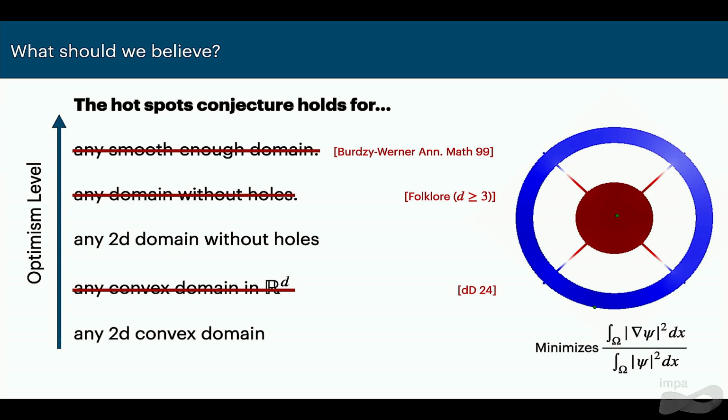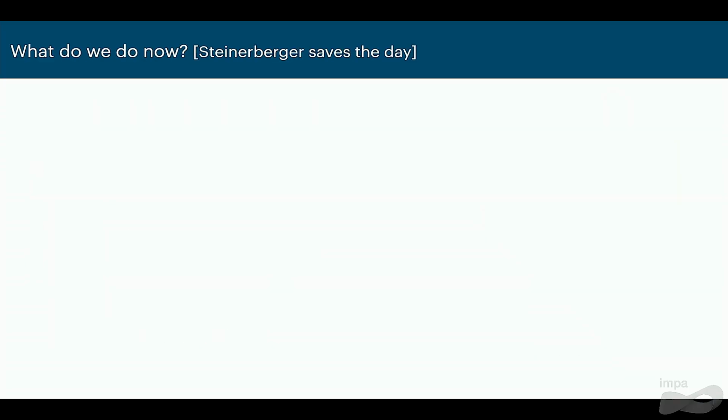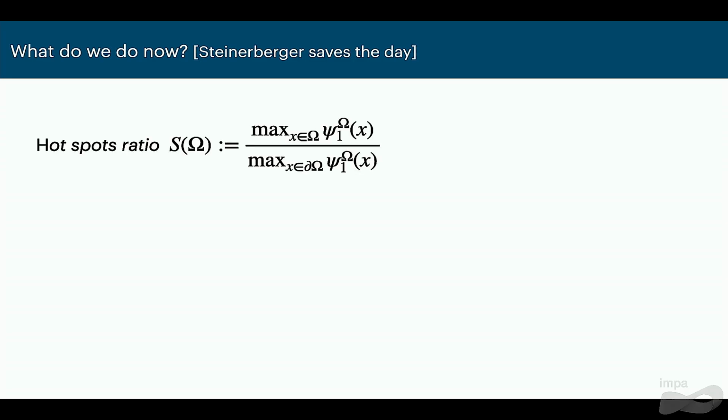We don't know what's true. Some things are true, some things are false. And we don't know how to proceed. And then Steinerberger comes and he gives us an alternative. He says, okay, we know it's sometimes false. Let's try to measure how false it is. So he defines the hotspots ratio, which is the maximum between the eigenfunction inside and the eigenfunction at the boundary.